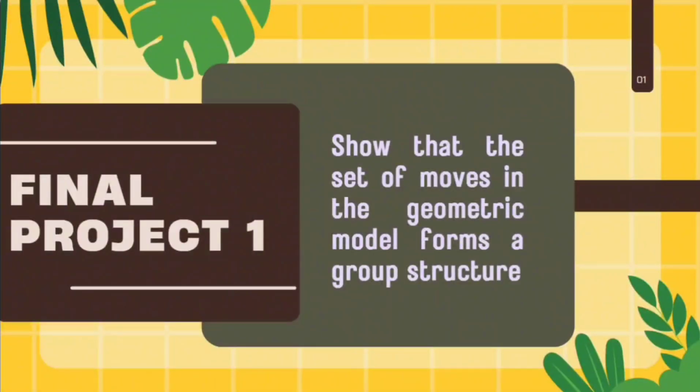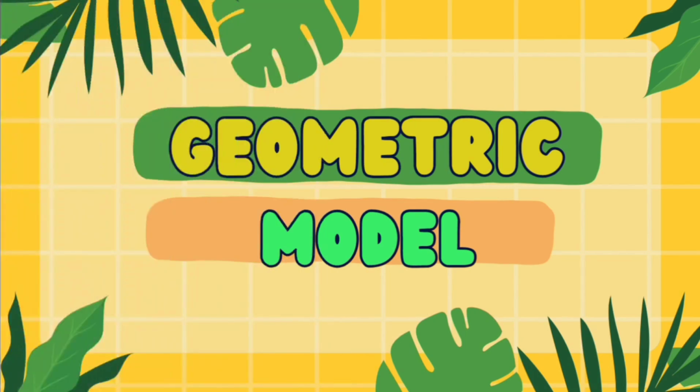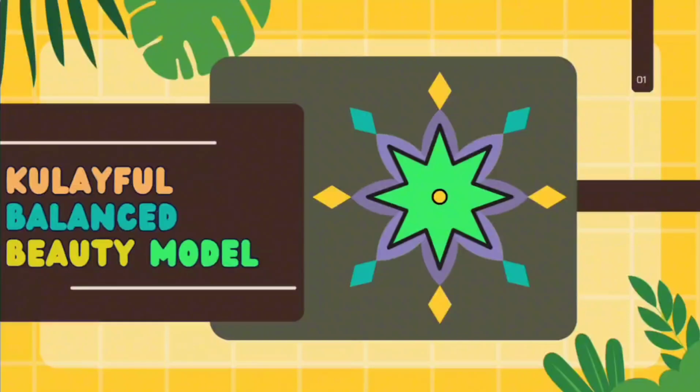Now, we are going to show that the set of moves in the geometric model forms a group structure. But before anything else, let me show you my geometric model. I called it Colorful Balance Beauty Model.